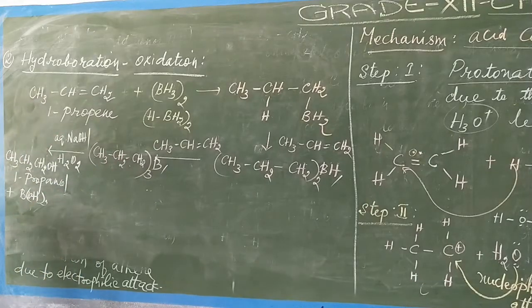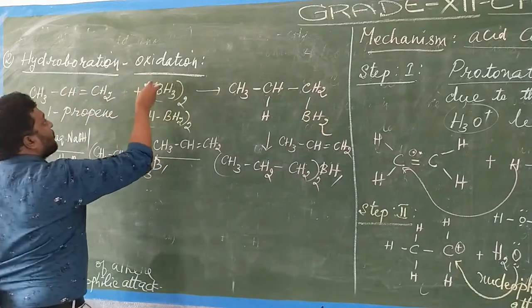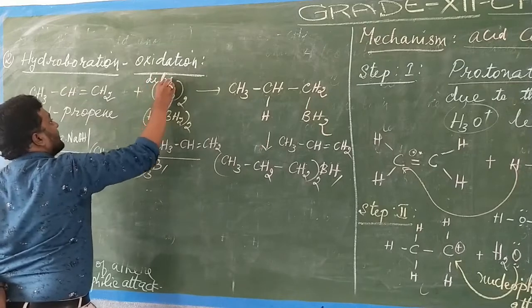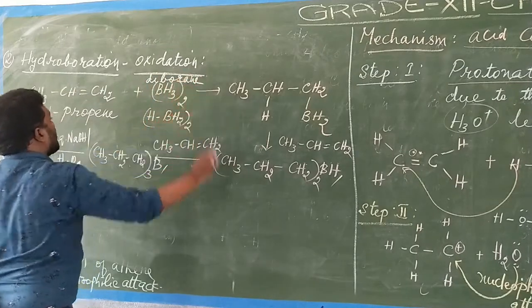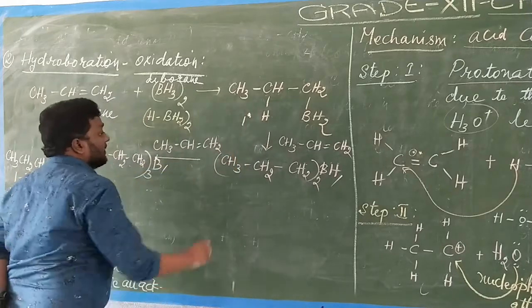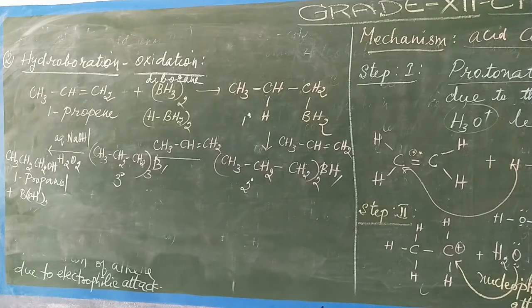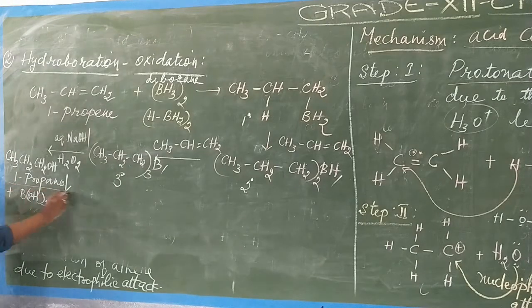So you remember, we take an unsaturated hydrocarbon and treat it with diborane. This is what diborane is. It gives the formation of the primary, then secondary, then tertiary product, and finally it gives the formation of 1-propanol. So in the reaction you keep it in mind, this is your second reaction.